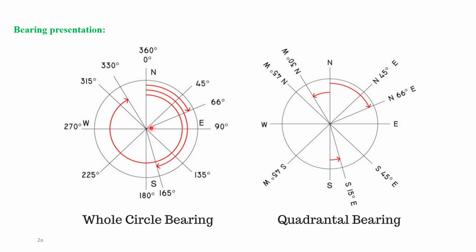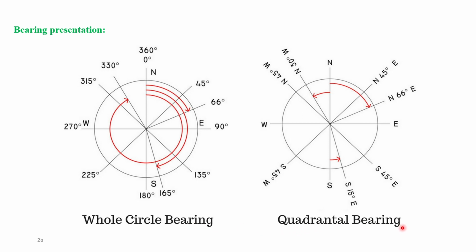Suppose the line is here. In WCB, we will represent it as 45 degrees. Here we will write 135 degrees. For this line, it is 180. We measure with respect to north: 180 plus 45, 225. For this line, we measure with respect to north in the clockwise direction: 270 plus 45, 315. So this will be the sequence of the WCB system.